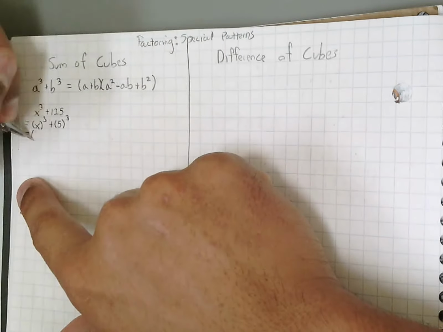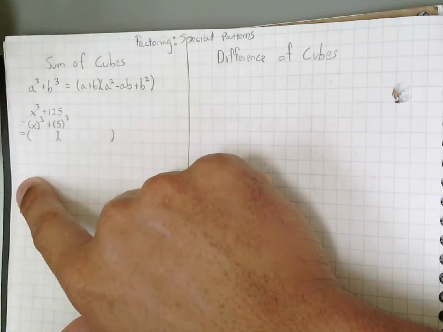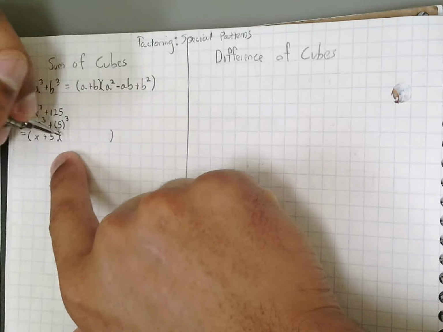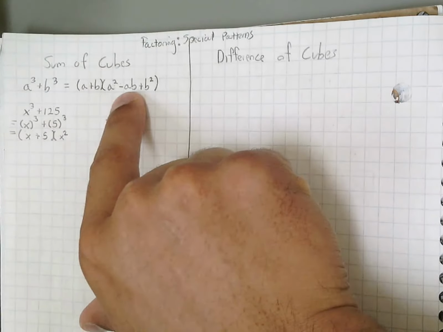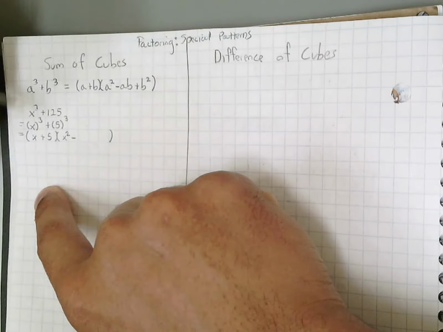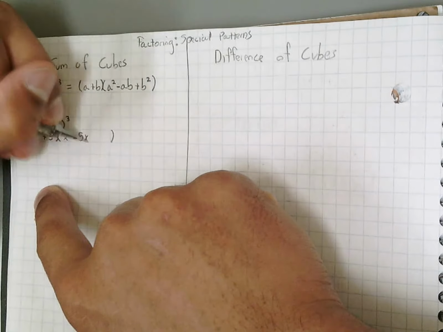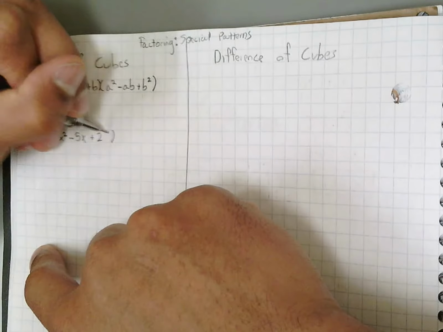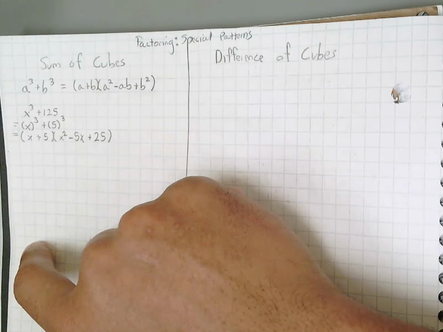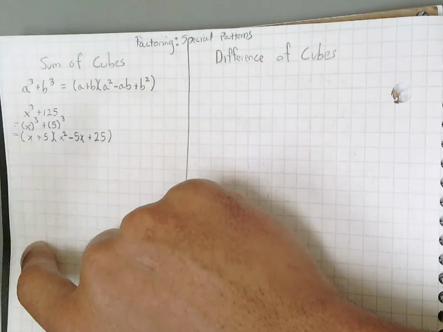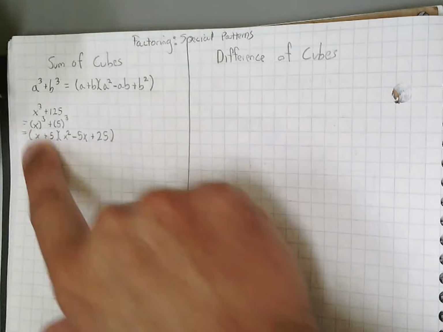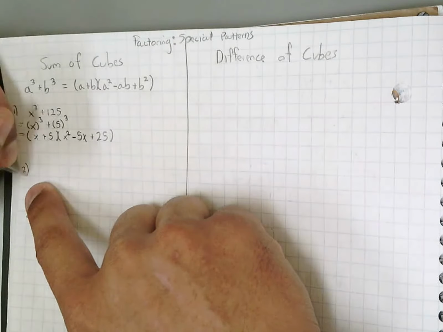It's going to be the a value plus the b value, so it's going to be x plus 5 times a squared, so x squared, minus ab, so that's minus x times 5, well x times 5 is 5x, plus b squared, well my b value is 5, so plus 5 squared is 25. There you go. So I was able to factor x cubed plus 125 into x plus 5 times x squared minus 5x plus 25. So that was one example. Let's do another one.